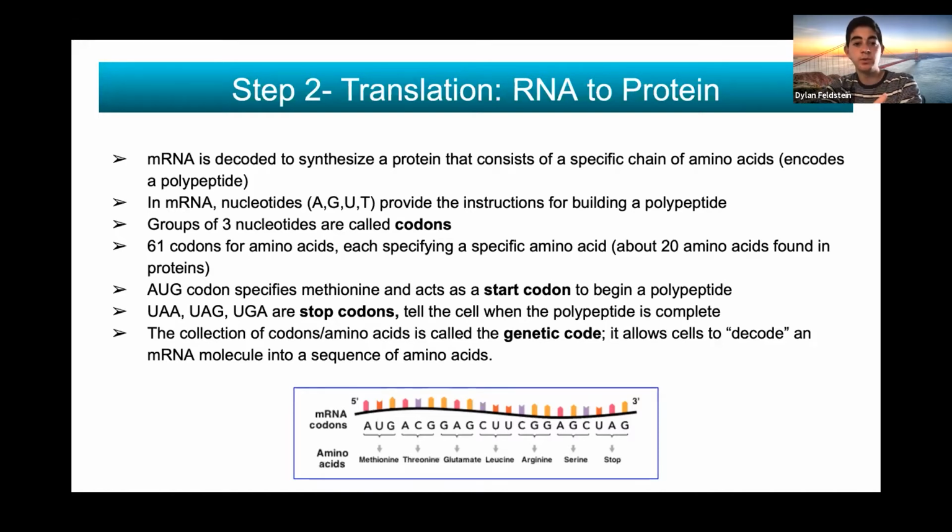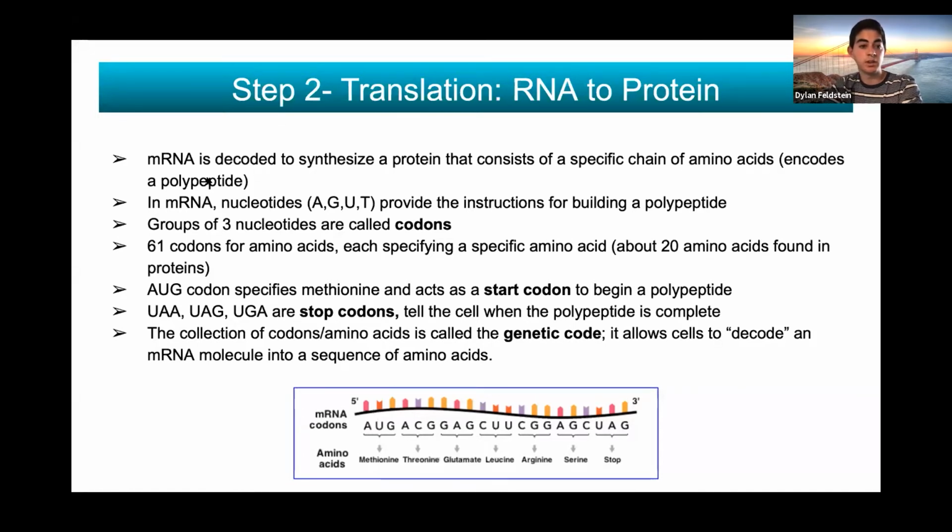Okay, so step two is translation. Now that you have an RNA molecule, you want to turn that into protein. And so in this step, translation, RNA is converted into protein. Essentially, the mRNA is decoded to synthesize a protein that consists of a specific chain of amino acids, which essentially encodes a polypeptide.